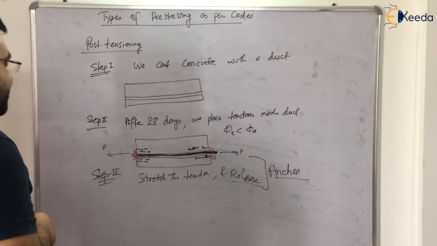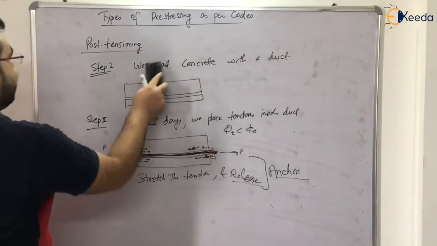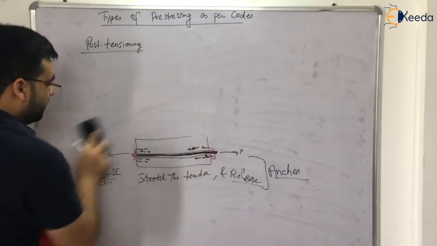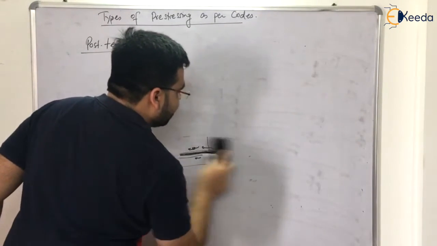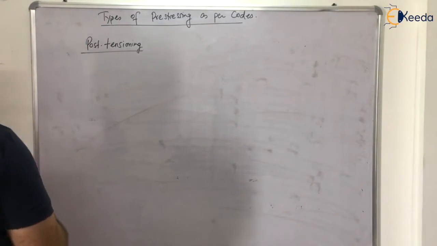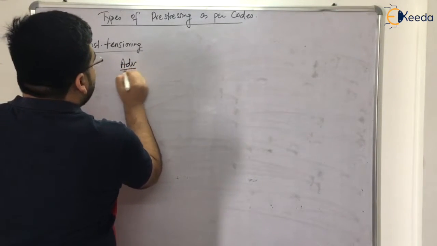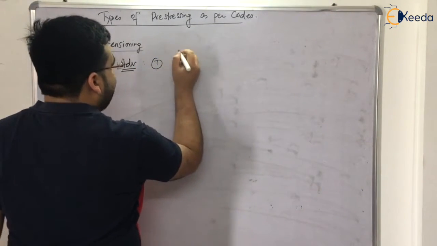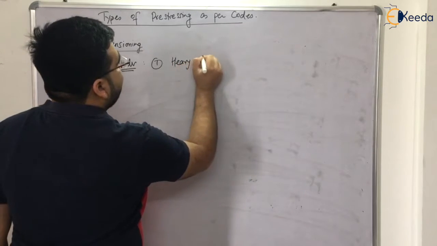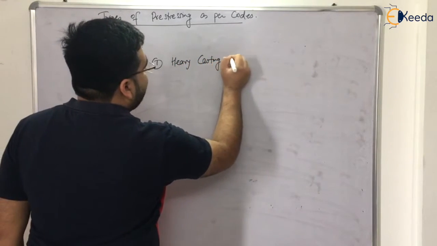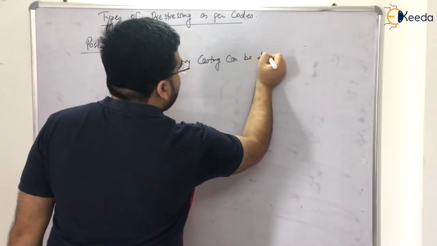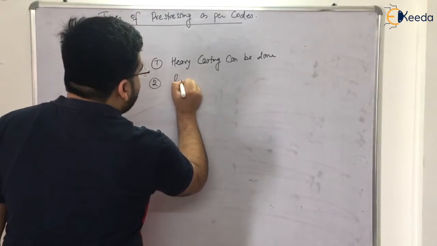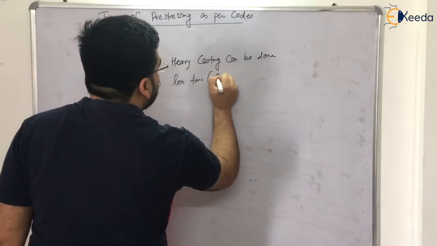Now let us come to the advantages and disadvantages of post-tensioning. First of all, let us see the advantages. The advantage is that we can cast heavy structures. Heavy casting can be done. Let us see the second advantage. The second advantage is less time. Less time is required. It is quick.